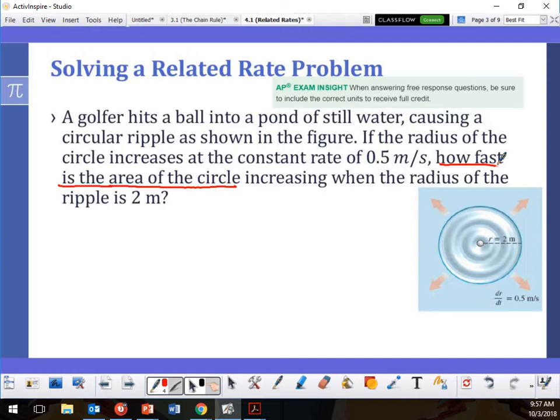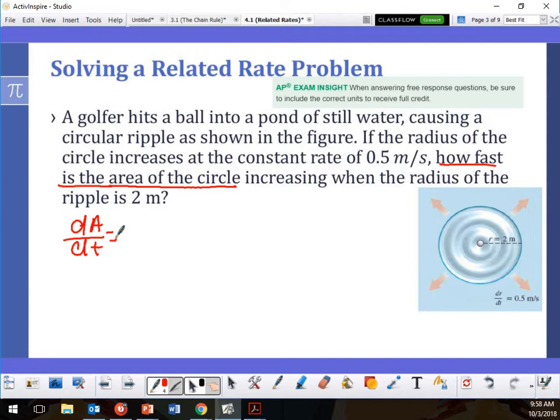It's actually asking how fast the area of the circle is changing. So it's a change of area, right? Yes, it's a change of area. So how would I write down that I'm finding the change in area? dA/dt. That's what I'm looking for.